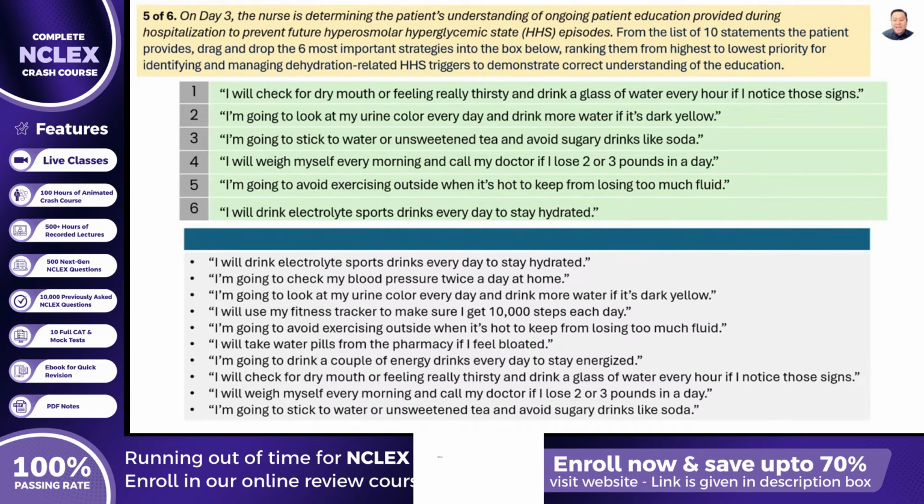Now, we have the next statement. It says, I'm going to check my blood pressure twice a day at home. Well, this is something you can use whenever a person has issues with high blood pressure, but it doesn't tell you anything about dehydration or blood sugar levels. This one is not harmful, but it's not helpful for this case either.